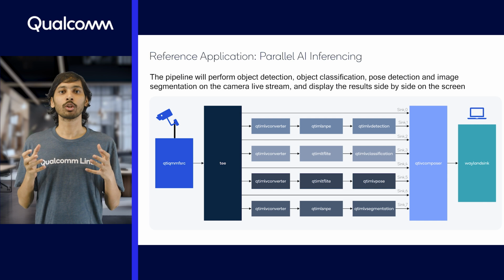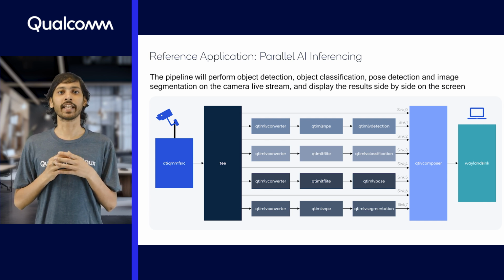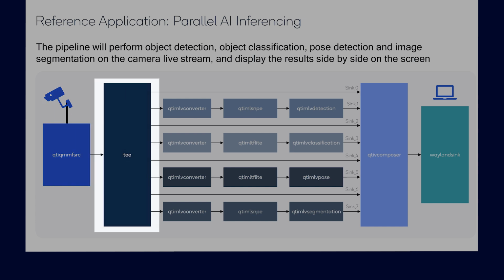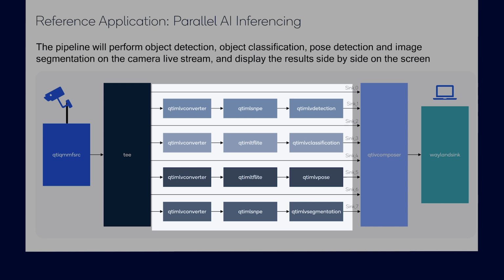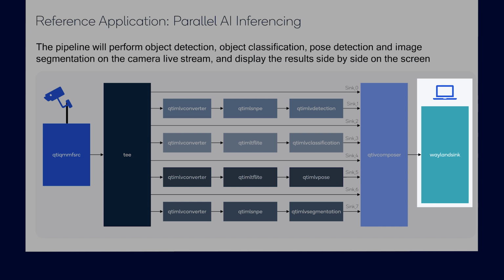Now, let's take a closer look at the individual inferencing blocks and see how multiple elements of Qualcomm IM SDK are used. Live stream from a camera is captured using QTI QMMF source, which is a Qualcomm Intelligent Multimedia SDK plugin. The live stream input is then passed to a T element that generates multiple parallel streams, which are fed to different inferencing blocks. The QTI Composer plugin takes the results from all 4 inferencing blocks and combines them into a single stream. Finally, the Wayland plugin displays the stream coming from the composer.